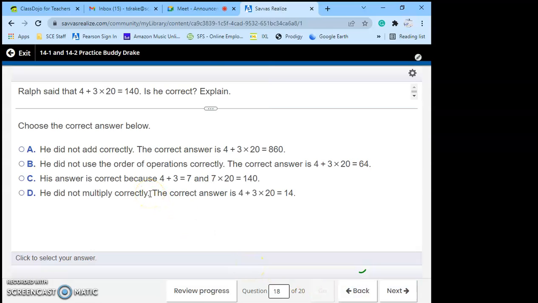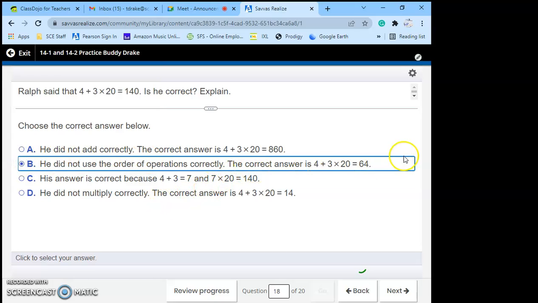Ralph said that 4 plus 3 times 20 is 140. Is he correct? Well, PEMDAS says multiply first. 3 times 20 is 60 plus 4. 60 plus 4 is 64. No, he's not correct. It looks like he added first. So he did not use the order of operations correctly. Bad Ralph. He did not use the order of operations. The correct answer was 64.